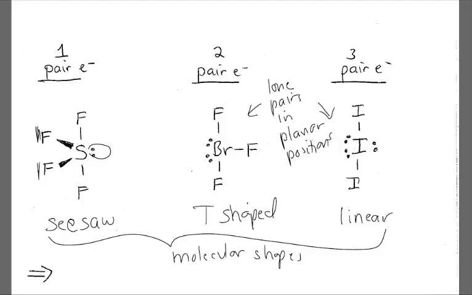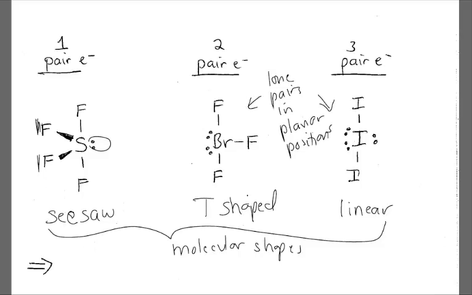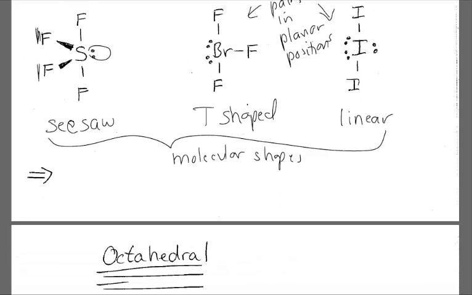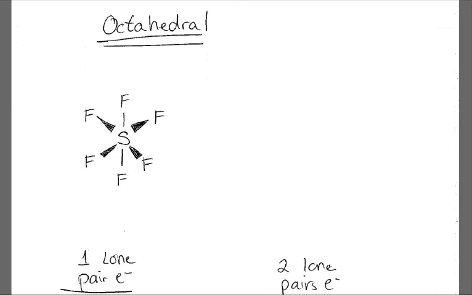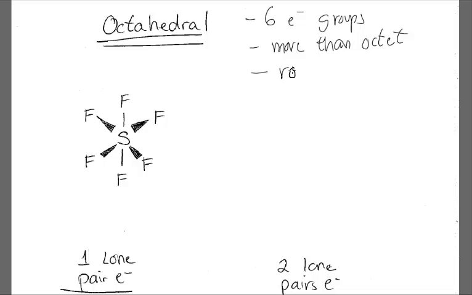Alright, we have one more electron group geometry, and that is octahedral. And remember, that is for 6 electron groups around a central atom. This also requires more than an octet. In order to have 6 groups, you got to have more than an octet because each group has 2 electrons. And so this also occurs for row or period 3 and higher.